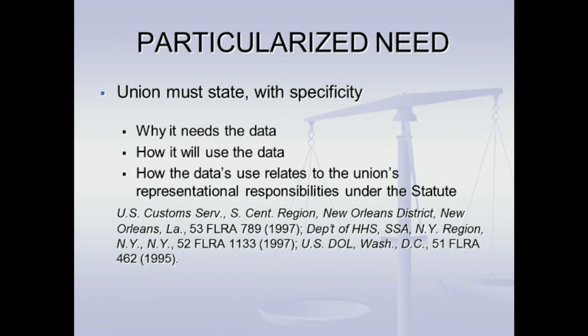To demonstrate a particularized need for the information, the union must state why it needs the data, how it will use the data, and how the data's use relates to the union's representational responsibilities under the statute. For example, if the union wants to represent an employee in a disciplinary matter, it may request the entire investigative file that led to the disciplinary action. The union would want to explain that it needs the investigative file to determine whether there is any exculpatory evidence that should have been considered in issuing the disciplinary action. The union would further explain that it was going to use the information to determine whether or not to file a grievance, which is part of the union's representational responsibilities under the statute.